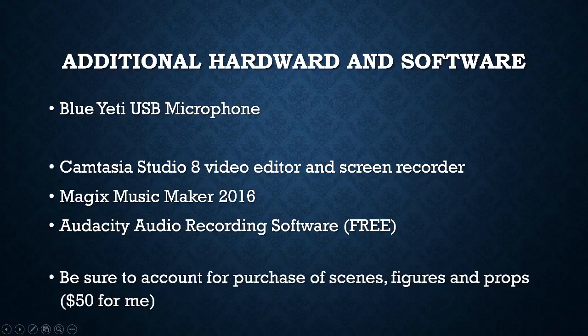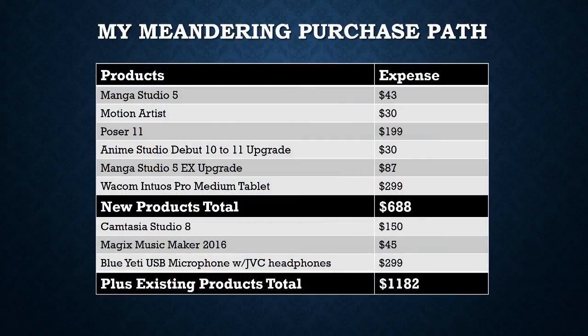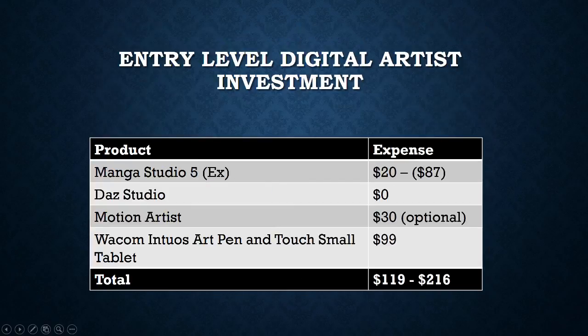Now, be sure also to account for the purchase of scenes, figures, and props, all kinds of additional extensions to the base products that you can buy. Those cost money. Now, to talk about how much money, here I'm probably in just putting my graphics stuff together, including the expensive $300 tablet, at $688. And then I've got some other tools, and we're talking about $1,200. But before I scare you away, look at this instead.